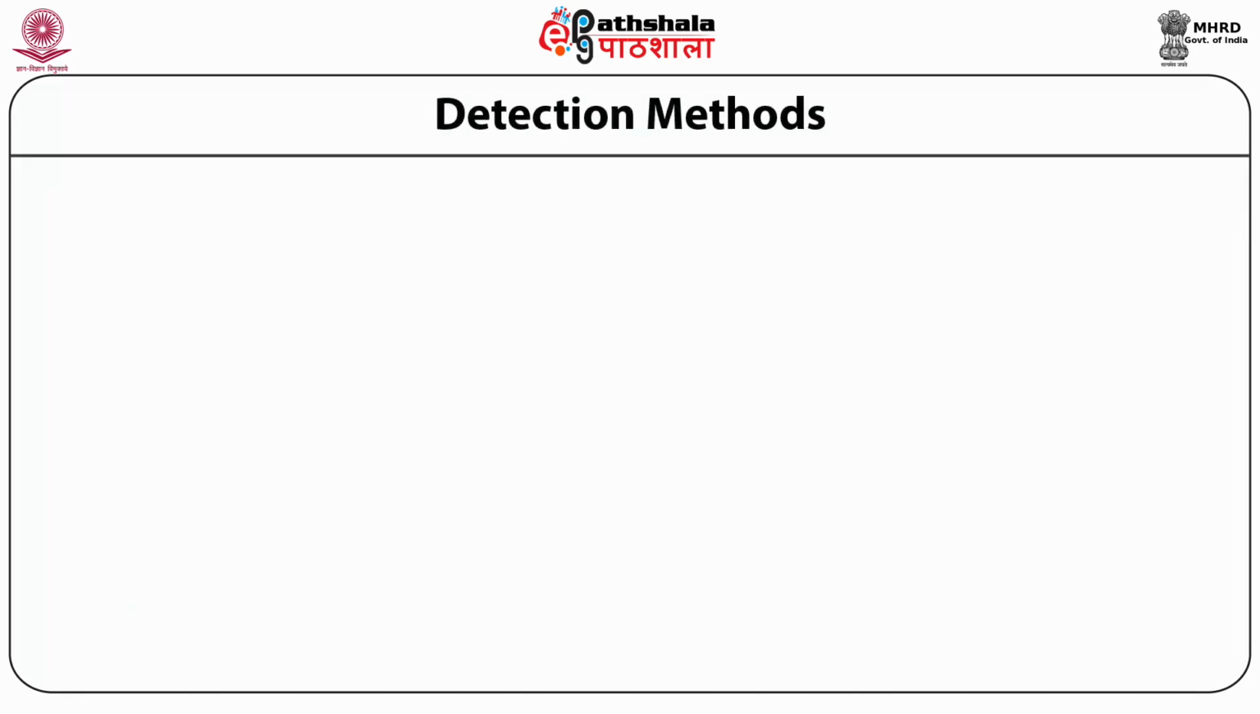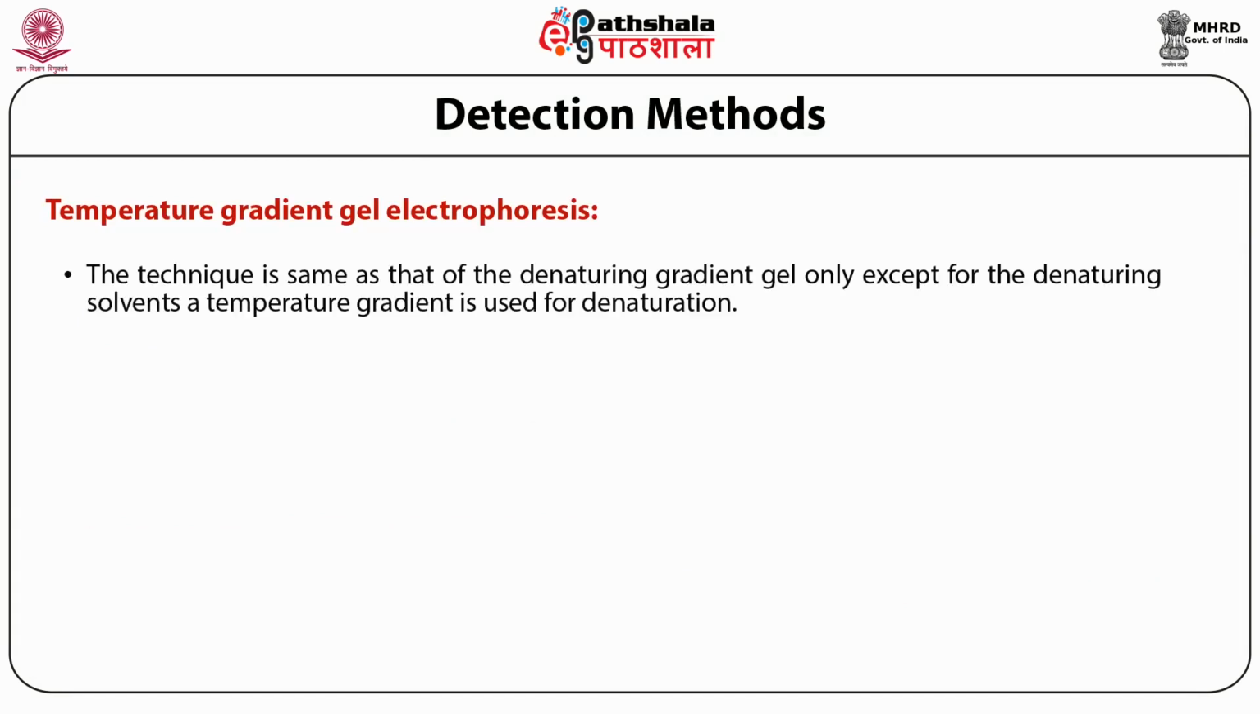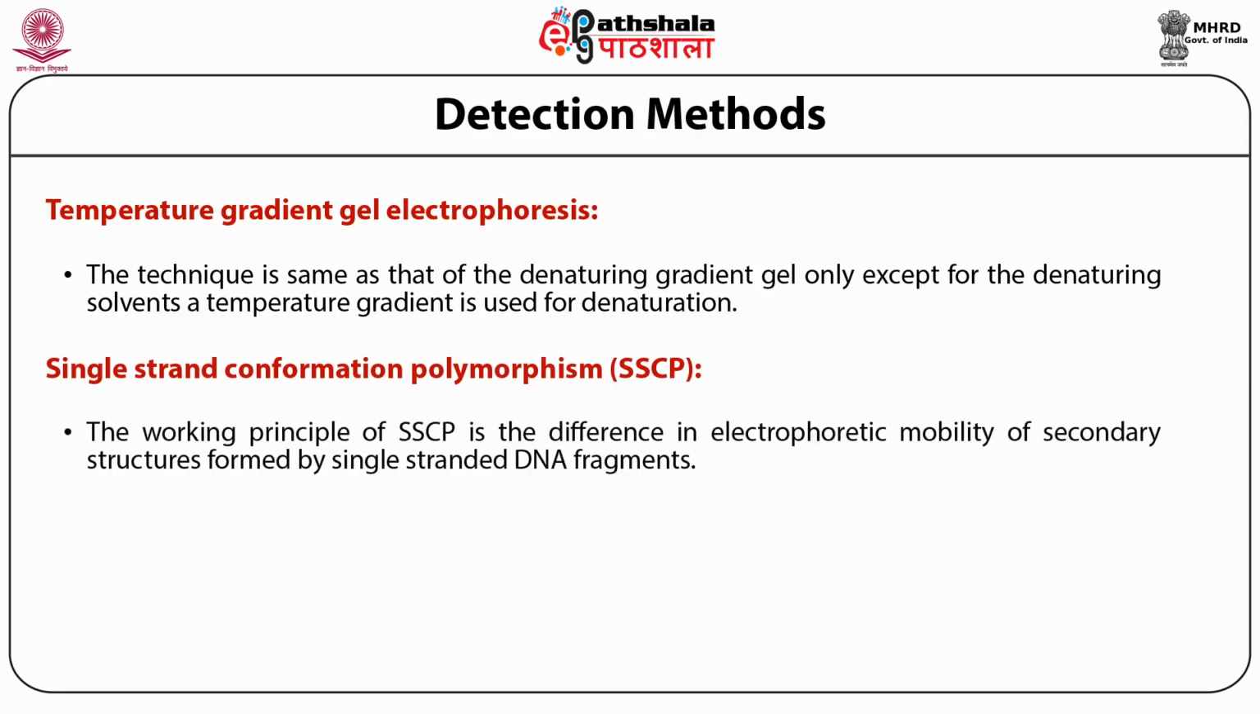Fourth is temperature gradient gel electrophoresis. The technique is the same as that of denaturing gradient gel, except that instead of denaturing solvents, a temperature gradient is used for denaturation. The next is single strand conformation polymorphism, that is SSCP. The working principle of SSCP is the difference in electrophoretic mobility of secondary structures formed by single stranded DNA fragments.